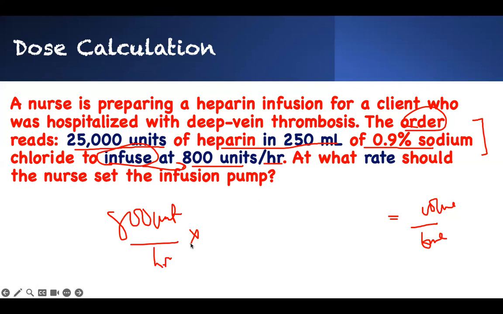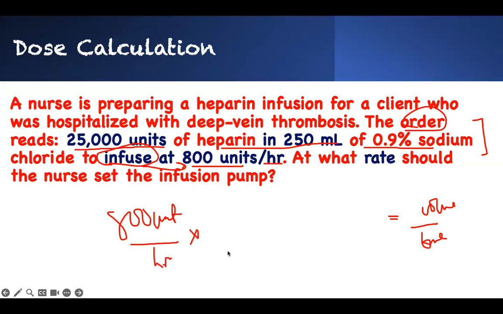I did not give it to you. I intentionally did it that way so that you can think about it. I think this is what somebody posted when we were doing the class. So I'm using that. But that is the rate, okay? 800 units per hour, right? Now, what is available? What is available is 25,000 units of heparin in 250 ml.